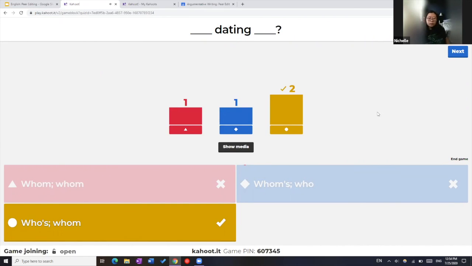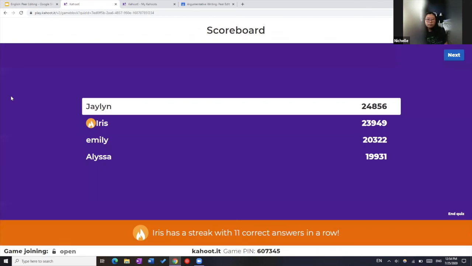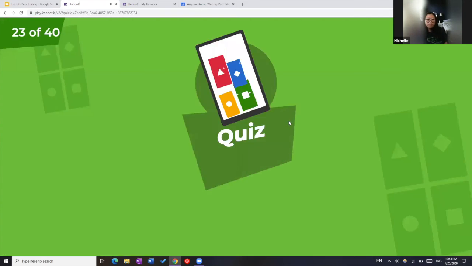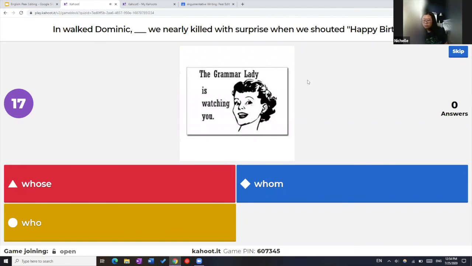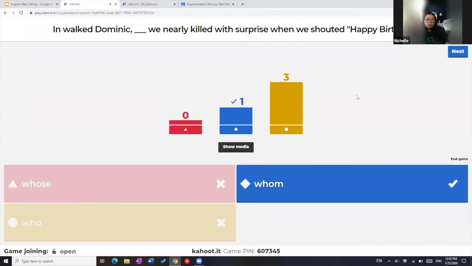And for this one, whom is an object such as him. So if you get confused, you can replace the word with whom with him and then see which one works better in the sentence. For instance, who's dating whom? Who is the subject and whom is the object. So it would be who's first and then whom second. Like if you wrote who's dating him, that would make more sense. And you wouldn't write him dating him or him dating who. So that's why it's who's and whom. Okay, and this one is similar to the last question.